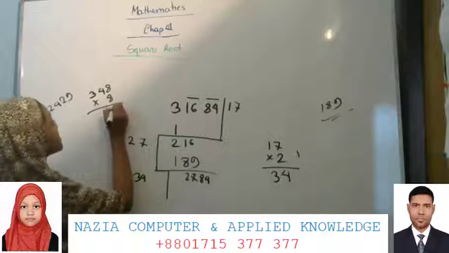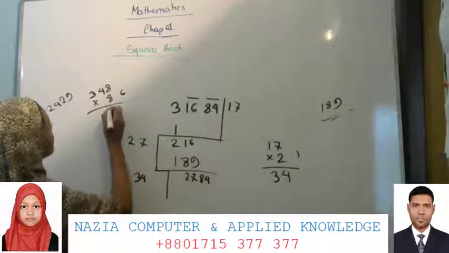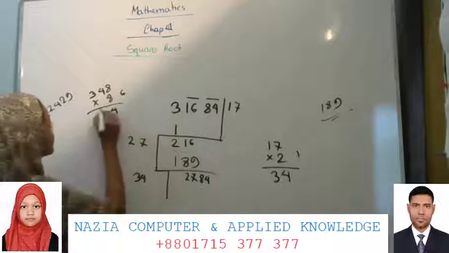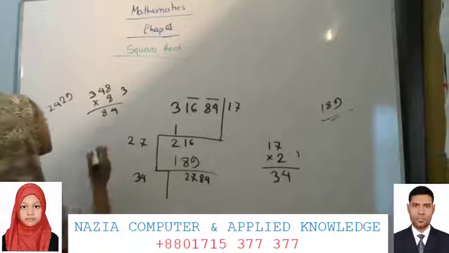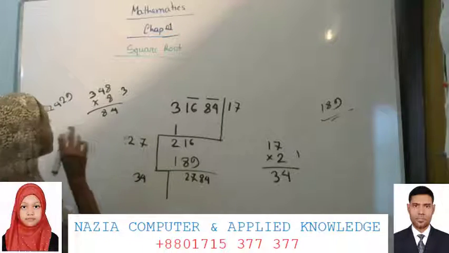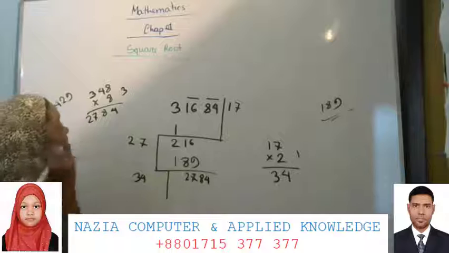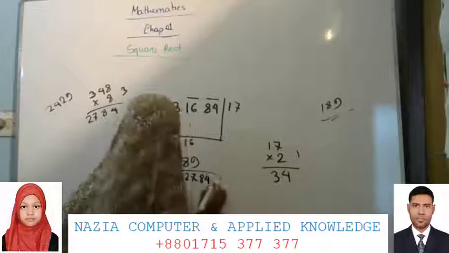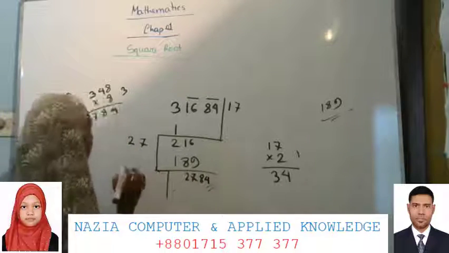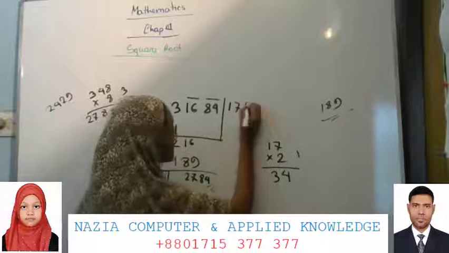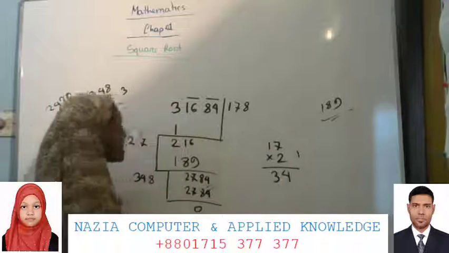So 8 8s are 64, 6. 8 4s are 32. 32 plus 6 is 38. So 3. Then 8 3s are 24. 24 plus 3 equals 27. 2784. Hey, it has matched. 2784 and 2784. So we can put 8 and 8. So 2784. That is our answer.